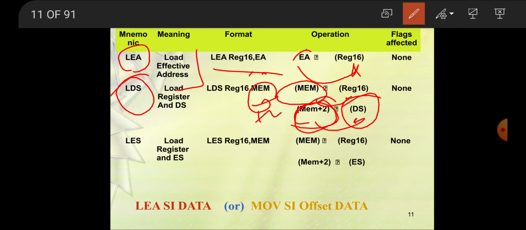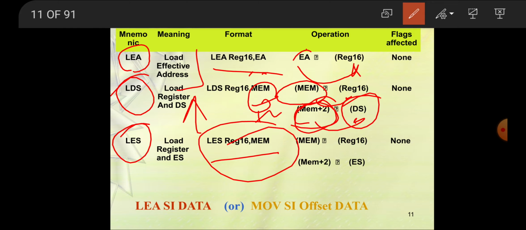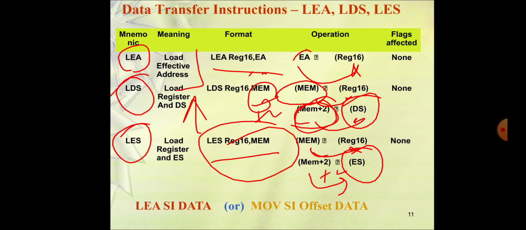And the third instruction is LES. It is called load register and ES. It is similar, in the format LES register 16, comma, MEM. It stores from memory into register 16. And if you want to store into the extra segment register, it takes memory plus 2 and stores it. So these are the data transfer instructions that can be used.